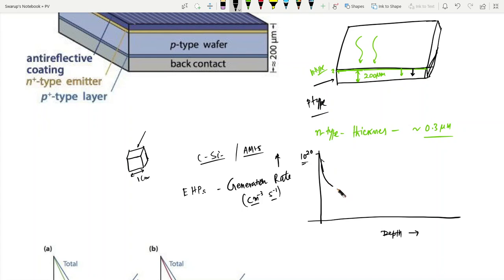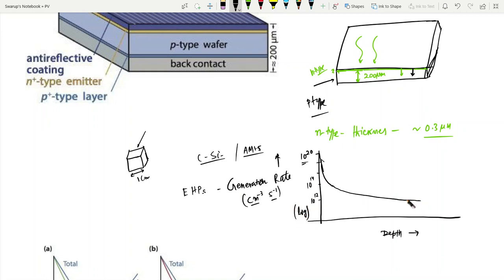It falls very drastically at the surface, and it goes something like this. It's 10 to the power 20, and then it reduces to 18, 16, 14, 10 to the power 12, and so on. This scale is in log scale.